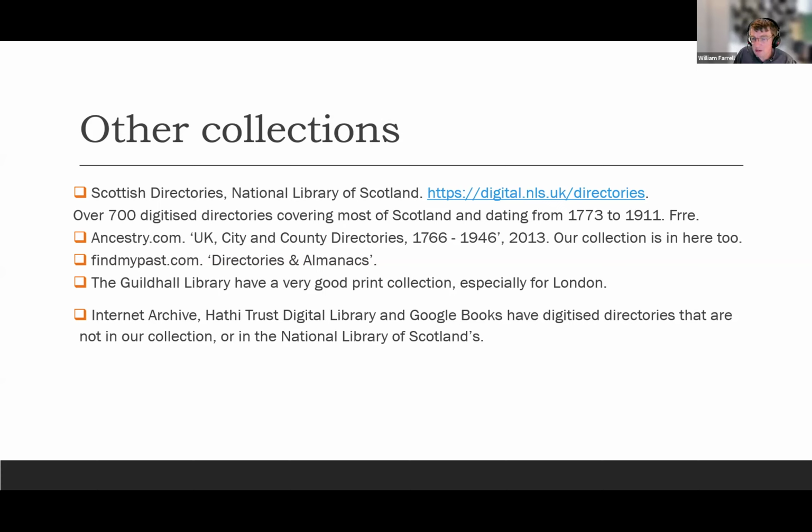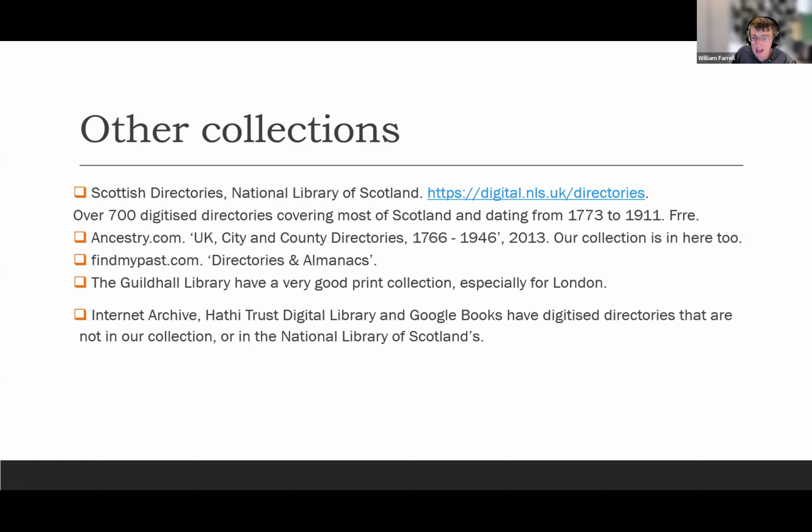I'm not sure how it's been created because we licensed our stuff specifically to Ancestry, but they do have their own directories collection. The Guildhall Library in London have a very good print collection of trade and street directories generally. It's very good for London, but they do have other places in Britain as well. So if you prefer to use a print version or you want directories that have not been digitized, including 20th century directories that are in copyright, the Guildhall Library is a good place to go for print copies, and very knowledgeable staff as well.